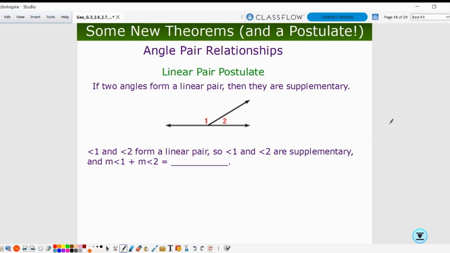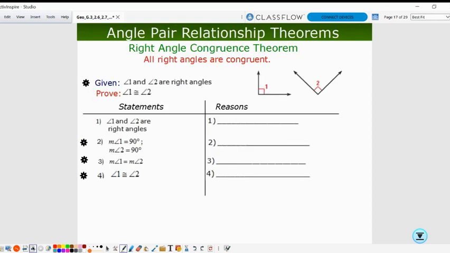We also have some new theorems and postulates to take a look at. The linear pair postulate says if we have two angles that form a linear pair, then they're supplementary. If two angles are supplementary, then they add up to 180 degrees. We also have a right angle congruence theorem, where all right angles are congruent to each other.